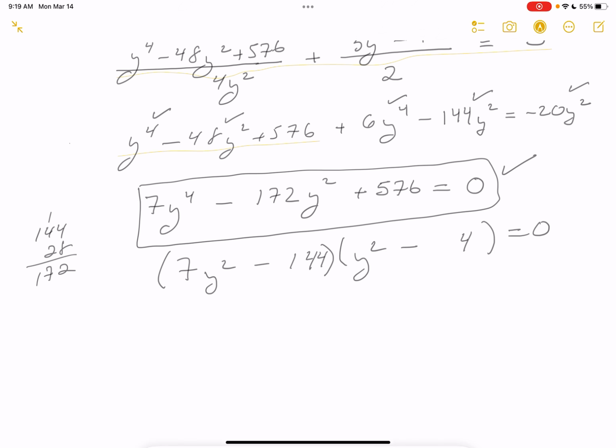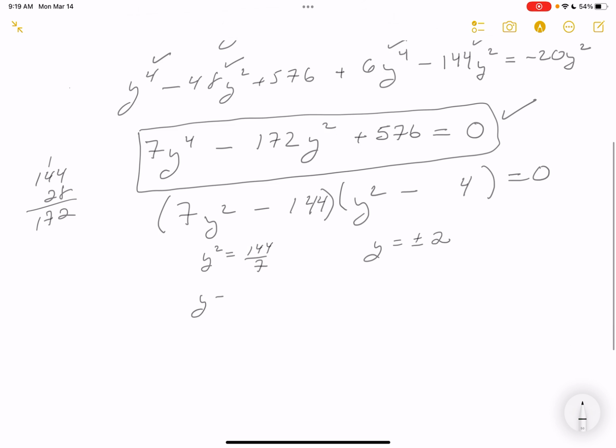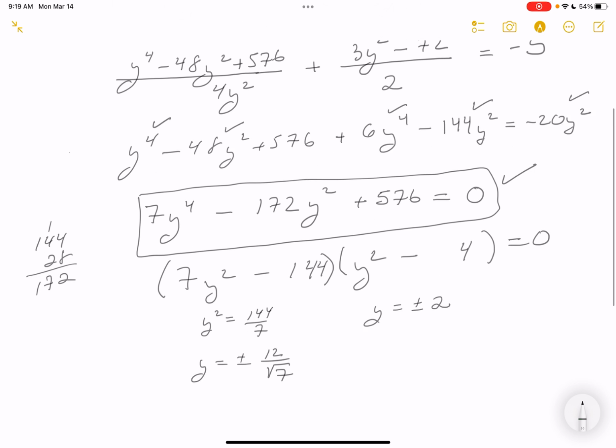Let's write this down. y equals plus or minus 2. And this one over here, y squared, would be 144 over 7. And y would equal plus or minus 12 over root 7. All right, don't celebrate too much at this point, because what we've got to do is something with this. And someone says, what do you have to do with this? I have to get x from these numbers, and this could be a problem for me.